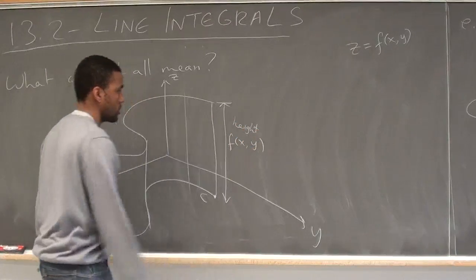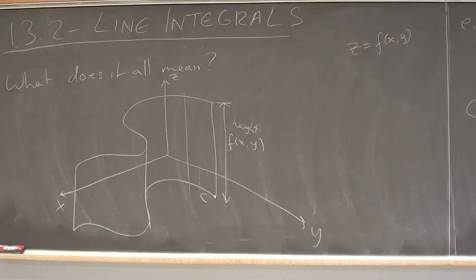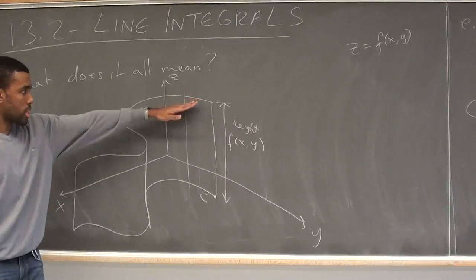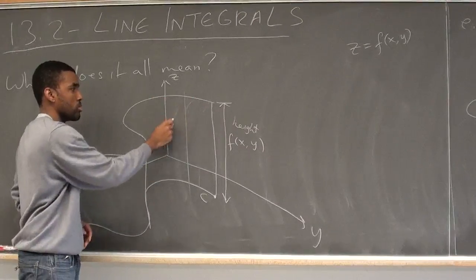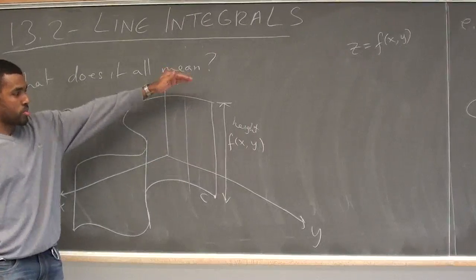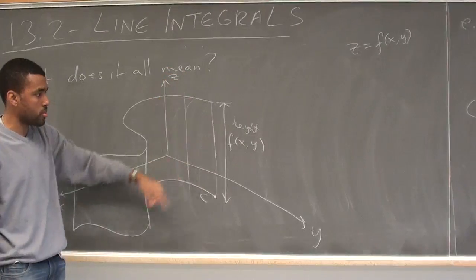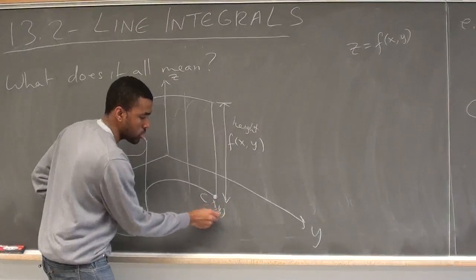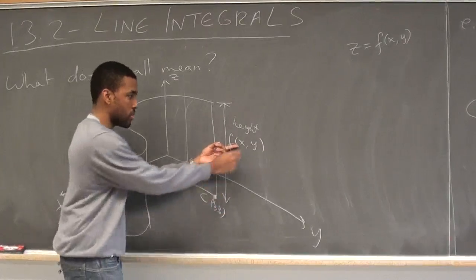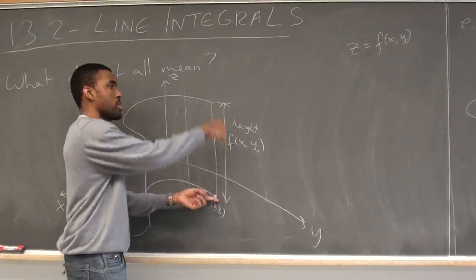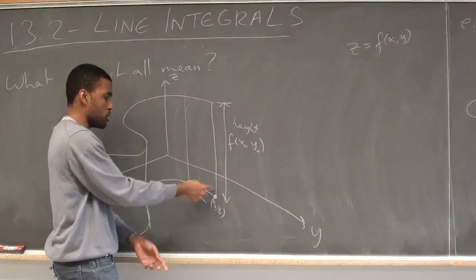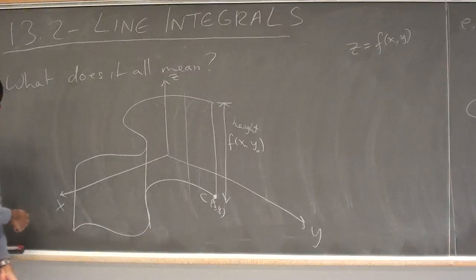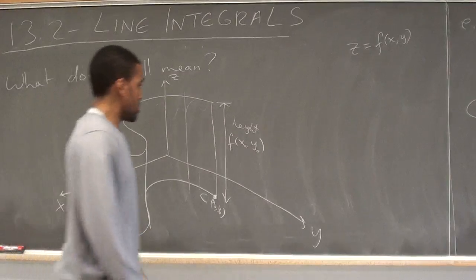It depends on what your function looks like. If your function is actually wavy, then the fence will follow it. The height of your fence at any given point is given by the function. So at the point x0, y0, you plug it into the z function, you get this value, and that's how high you go up. And you do this for every point going along this curve. So that's why it's a box.